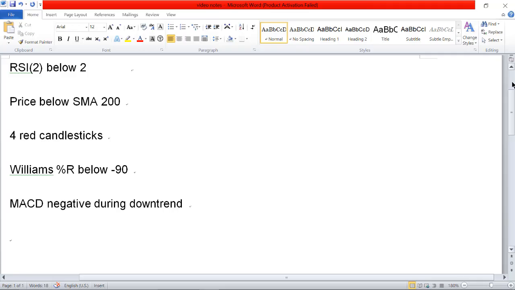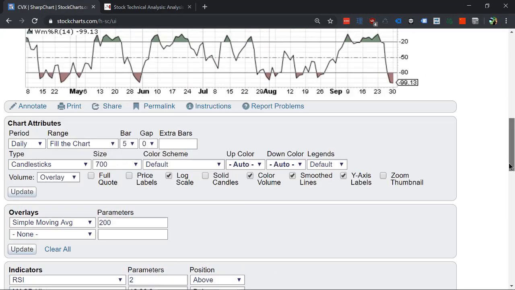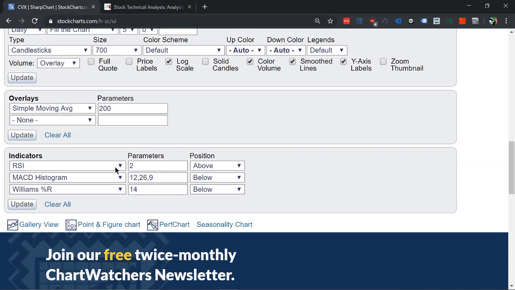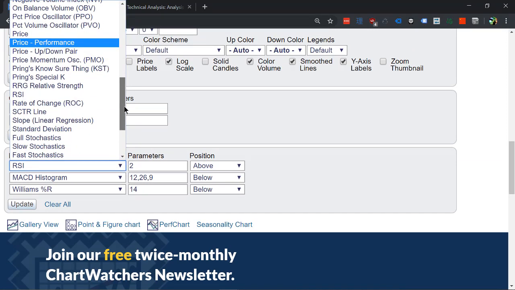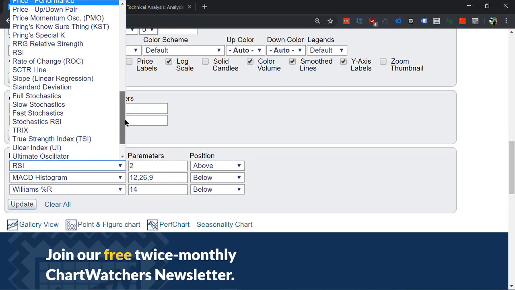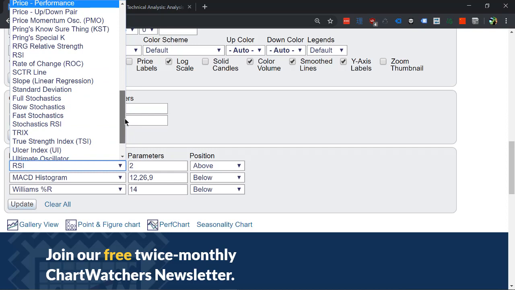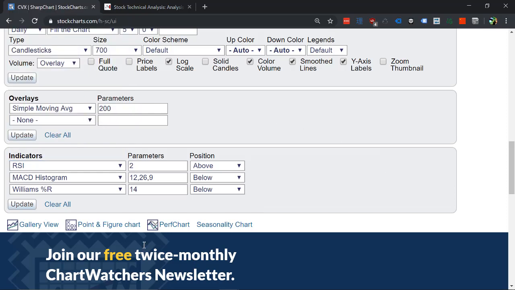Let's look at the fourth one. If you're familiar with what stochastics are, it's a very traditional oversold, overbought signal. Williams %R is like a stochastic signal. The only difference is the scaling. It's essentially the same. If you like stochastics, go with stochastics. You can find it down here. Just go stochastics. StockCharts has 4 of them: full, slow, fast. It depends on your speed of trading. I particularly prefer fast, and Williams is also based on fast.